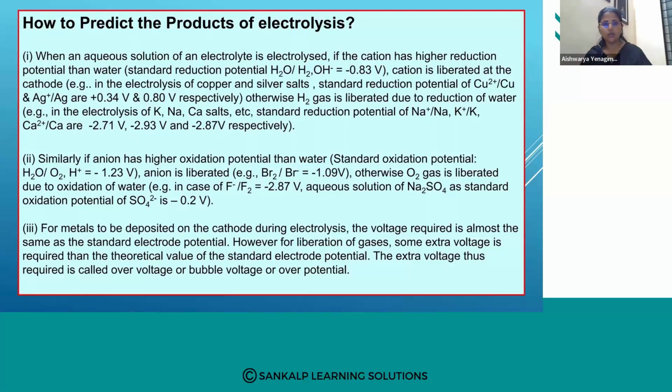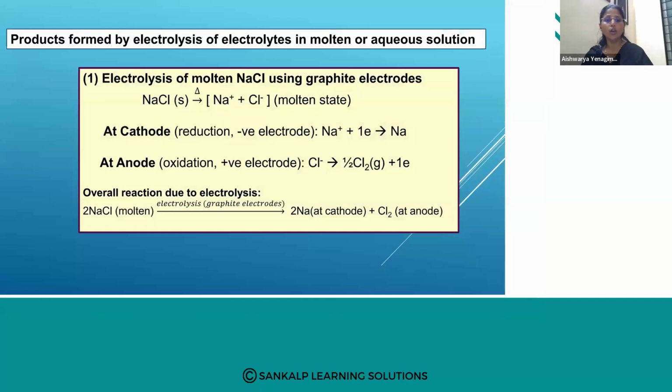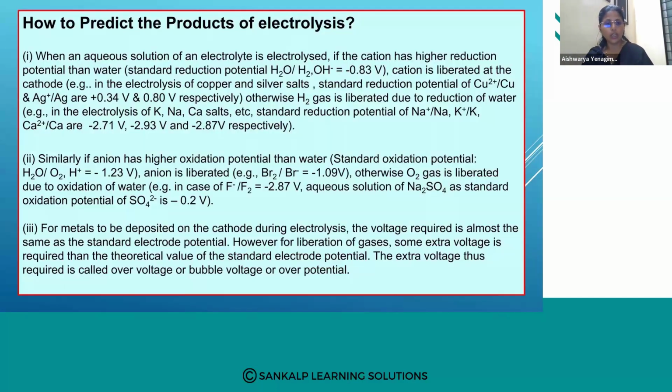Over potential. When we talk about the kinetics of reactions, sometimes the reactions are feasible and they are happening, but so slowly that it is almost equal to not happening. If the reaction is so slow, what do we do? We give some extra potential beyond the normal potential. Normal potential we are applying, and beyond that we give a little more potential. So that extra potential is called what? It is called over voltage or bubble voltage or over potential.